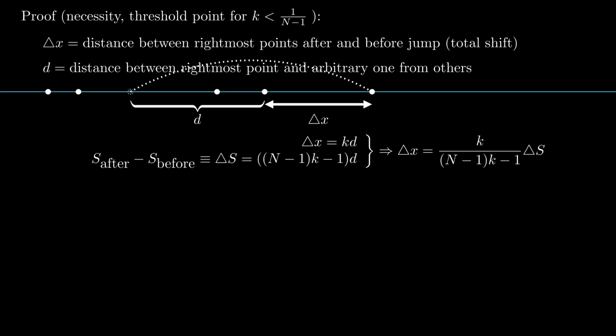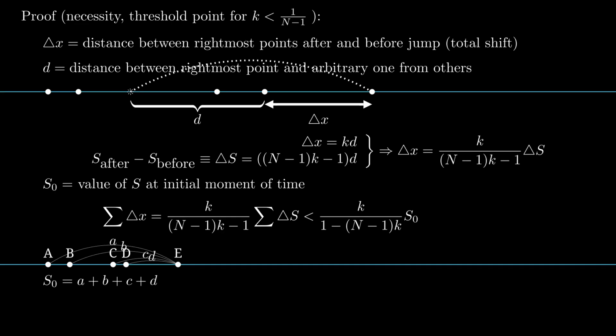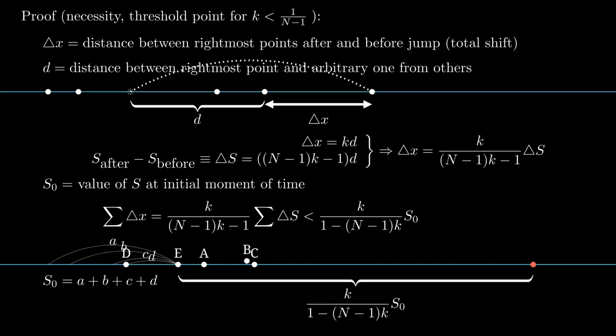And now we can provide exact position of the threshold point. Let again S0 be the value of s at the initial moment of time. Summing up all shifts and all delta s, we obtain a very nice inequality. Sum of all shifts is not greater than S0 multiplied by the same coefficient. This distance, measured from the rightmost point, can never be exceeded whatever sequence of jumps we use. And this completely finishes the solution.